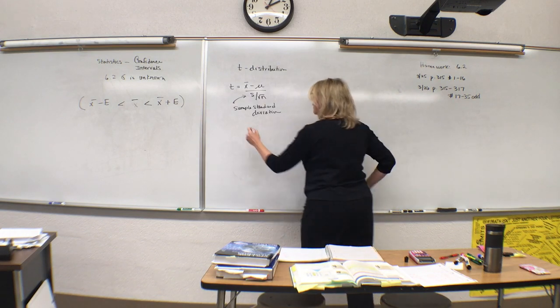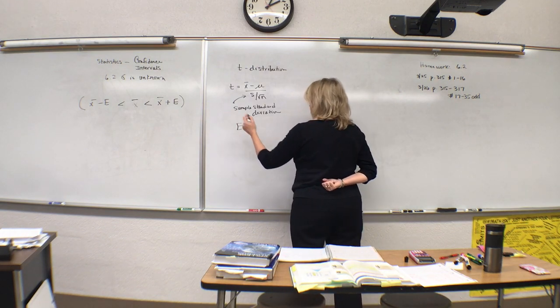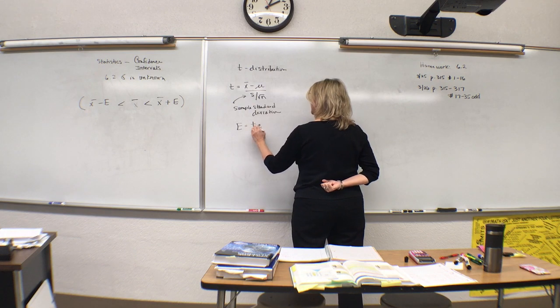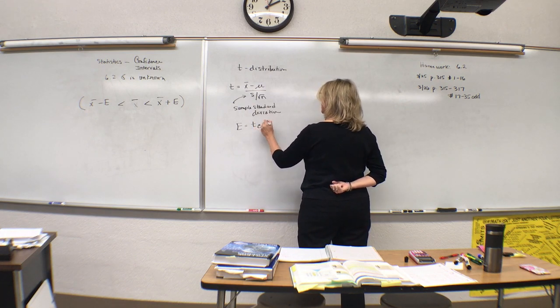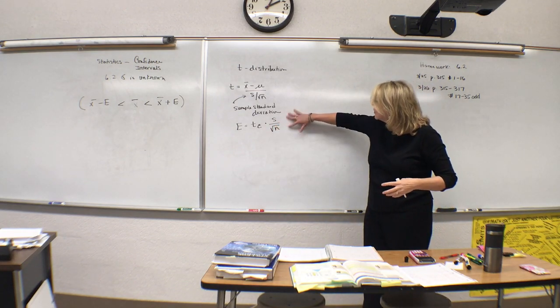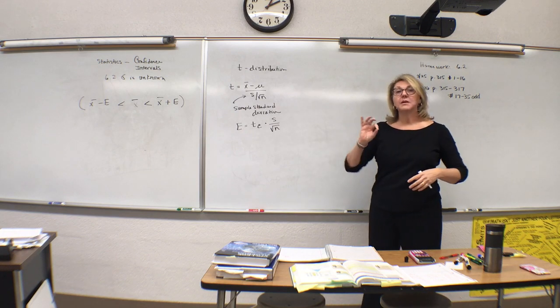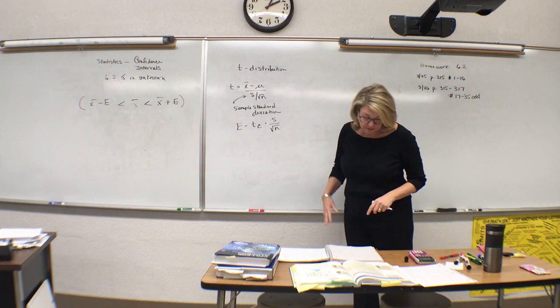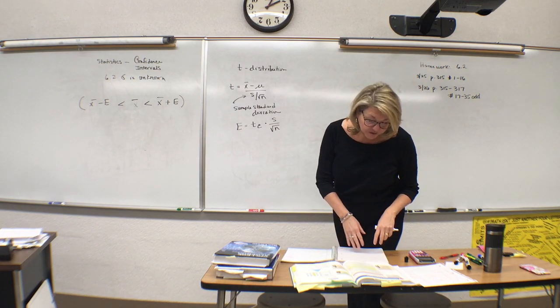Also, the margin of error is still required, but now we're going to use this critical t-value times the sample standard deviation divided by the square root of n. Again, it's a sampling distribution approach, but we cannot use the population standard deviation. We have to use the sample standard deviation.